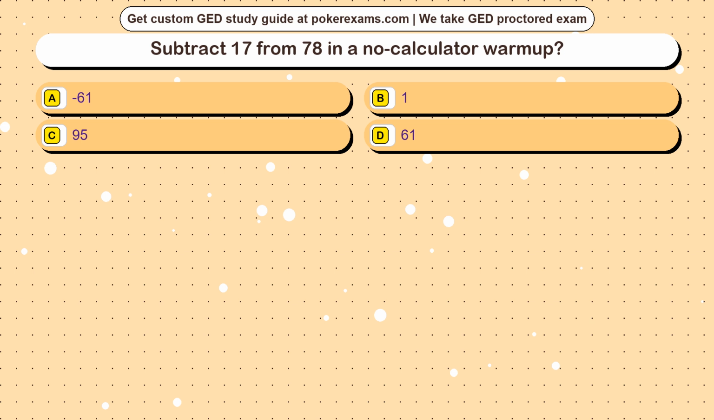Question 24. Subtract 17 from 78 in a no-calculator warm-up. Option A, -61. Option B, 1. Option C, 95. Option D, 61.